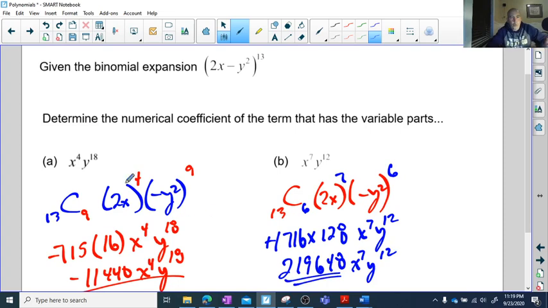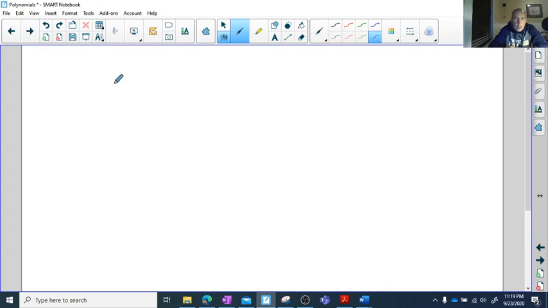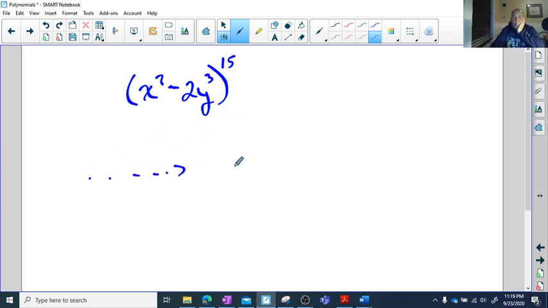All right, I'm going to make up one more of those just to show you how it works. Let's take, okay, I don't want these to get too big. Let's go x to the 7th minus 2y cubed, and let's suppose it's to the 15th power. And I'm going to ask you, if you were to expand this all out, what would be the number in front of the term having x, y?